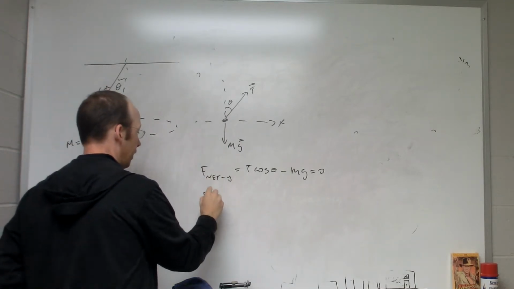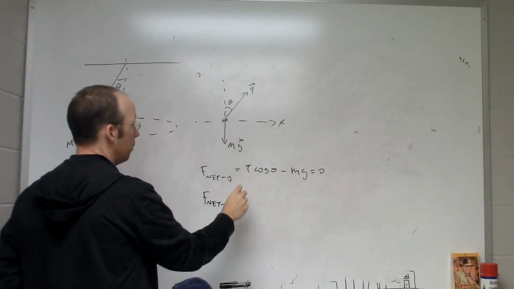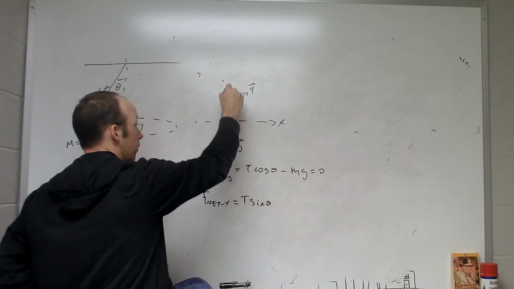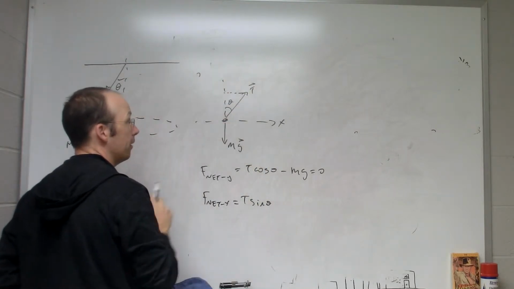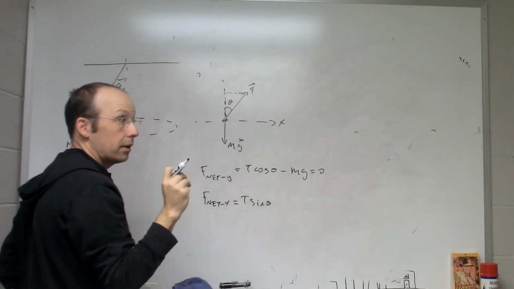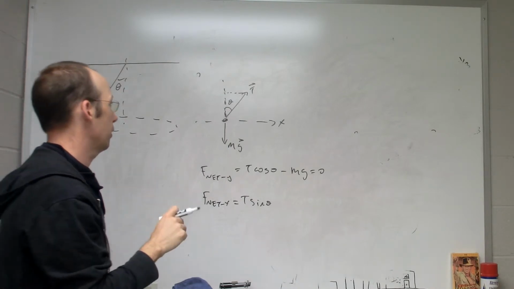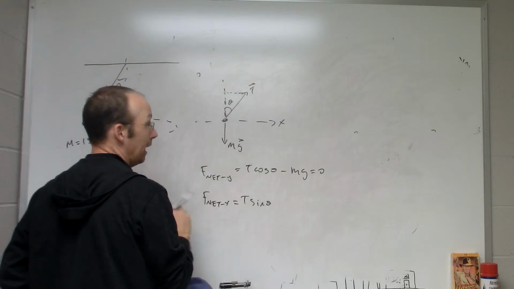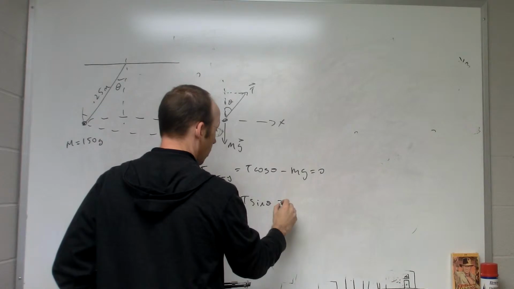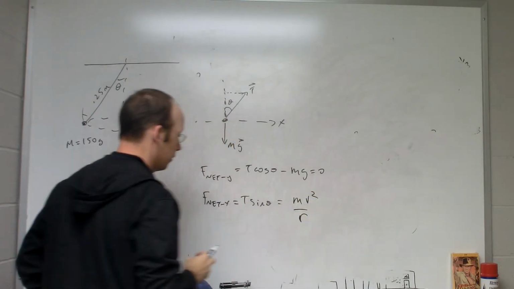So let's look at F net in the x direction. So this is going to be equal to a component of the tension, T sine theta, because look, see, that's my opposite for this right triangle, right? So opposite is sine. So don't fall into the trap of saying, oh, it's x, it's cosine. No, that's not true here. So that's in the x direction, and that's the only force in the x direction. And that's going to be equal to the change in momentum. For a circular moving object, that's going to be m v squared over r.